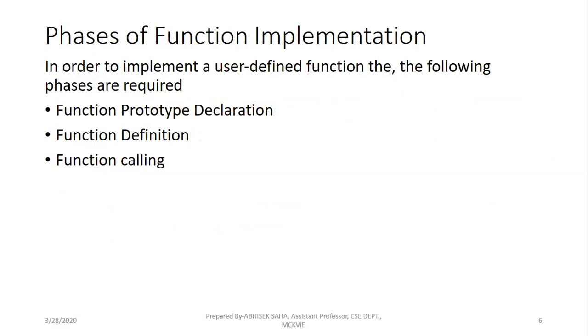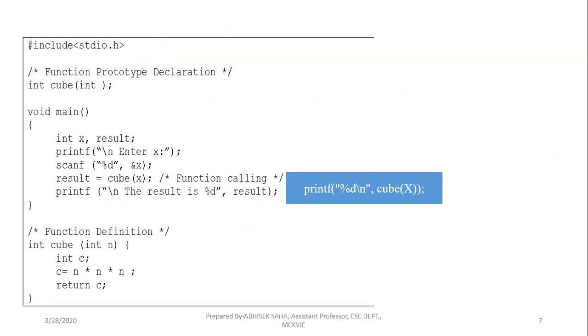These three steps I already mentioned to you. When I am going to define my own function, I have to follow these three steps. One is function prototype declaration, second is function definition, and third is function calling. So this is a complete program using a user defined function. Try to understand.